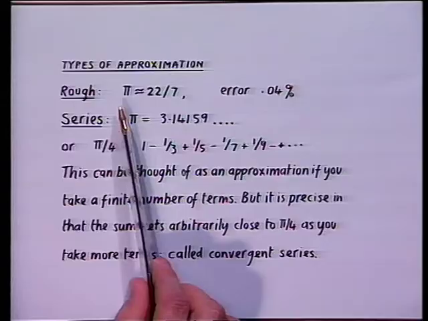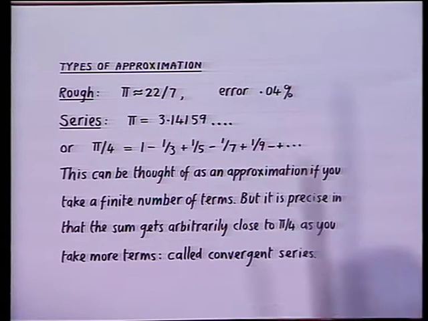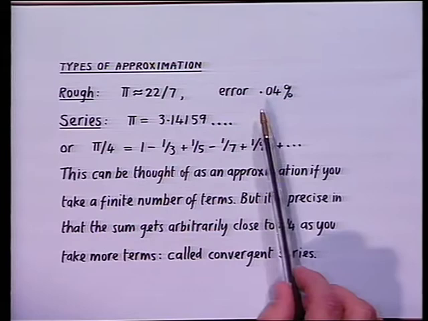Firstly, just let me say a few words about different types of approximation. There's a well-known approximation for the number pi, which is defined to be the ratio of the perimeter of a circle to its diameter. The approximation you see in school textbooks is that pi is given by 22 over 7. And this can be best described as a rough approximation because it is not exact. In fact, it's out by an error of approximately 0.04 of a percent. It's also got the disadvantage that there's no simple and obvious way to improve upon that rough estimate.